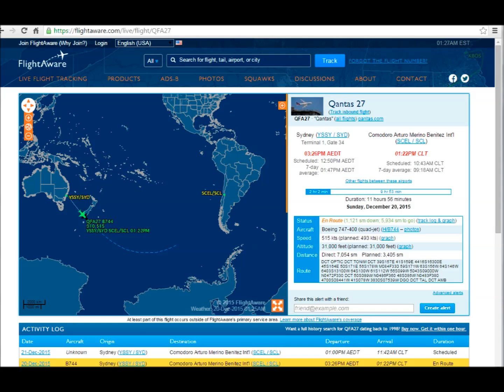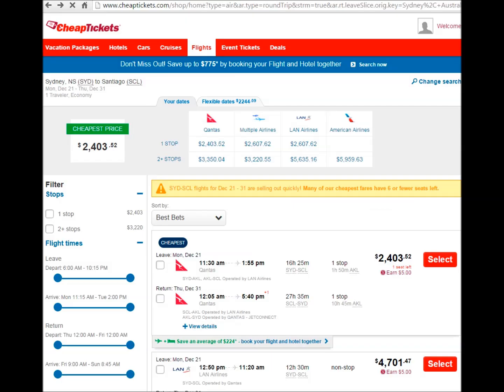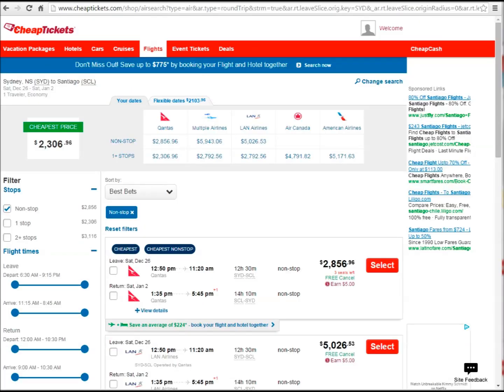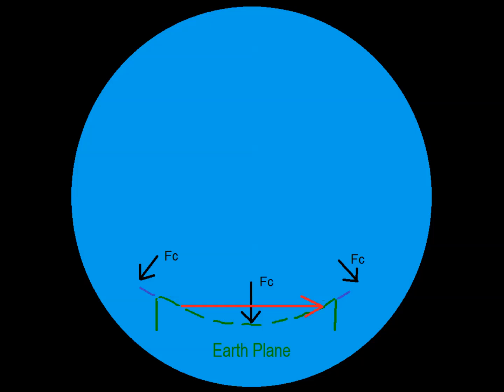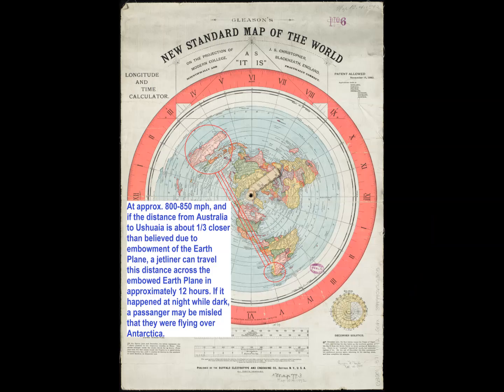To the filmmaker's knowledge, these passenger jetliner flights that are nonstop and that supposedly go over Antarctica occur as overnight flights, and it is dark when the jetliner flies over Antarctica, supposedly. According to the Zetetic gyroscope model, what would be happening is that the jetliner is flying at a higher altitude across the embowed Earth plane, and the darkness of the overnight flight prevents the jetliner passenger from being precisely aware of the flight course that they are taking.